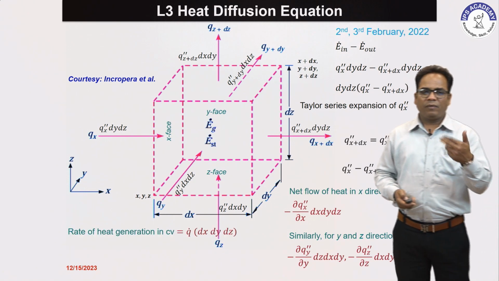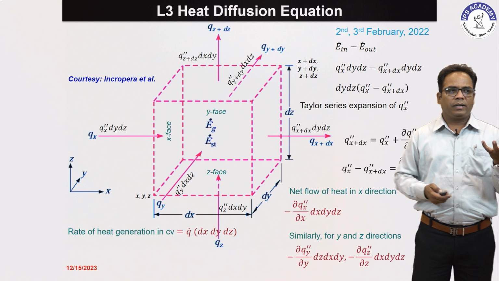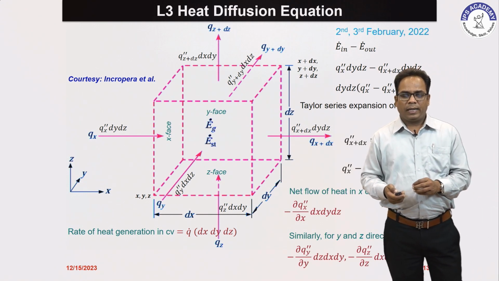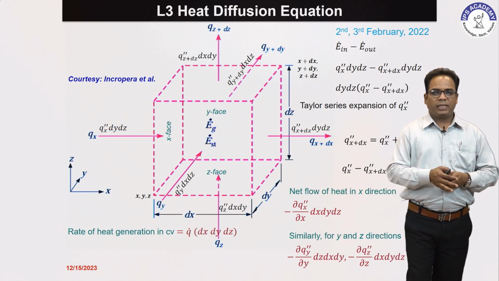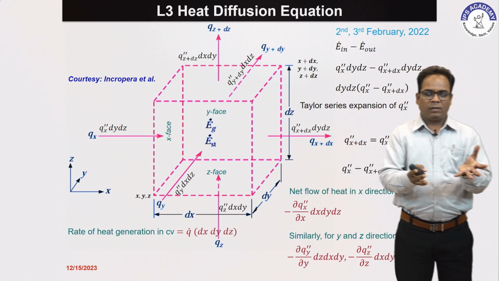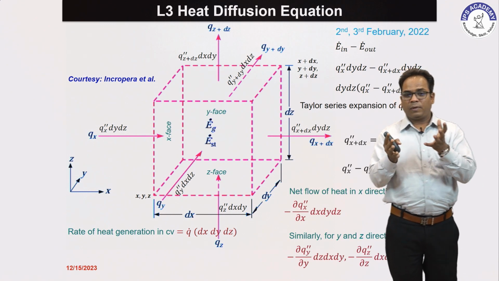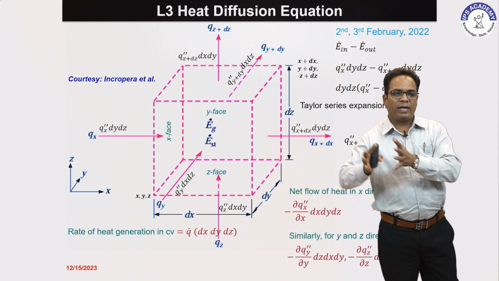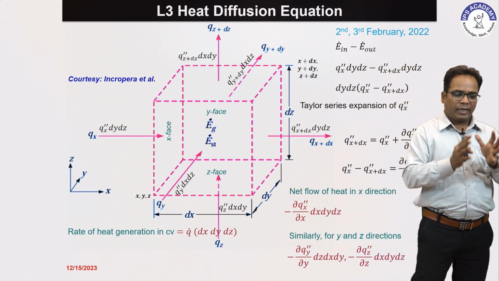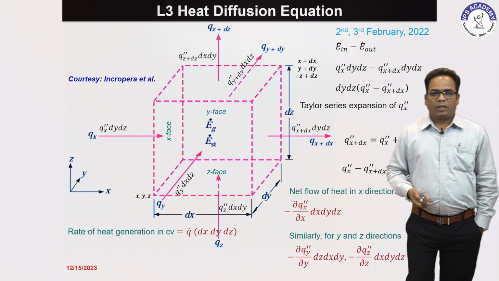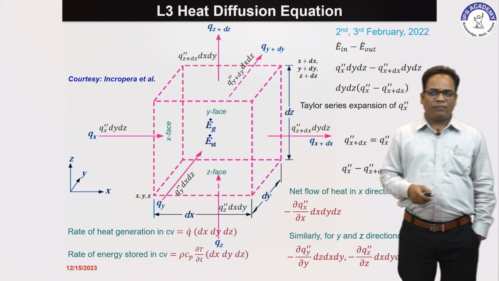So this is the amount of heat. Let's consider the amount of heat, that is q dot, which is generated in the control volume, and the dimension of the control volume, that is dx, dy and dz. So collectively it gives the volume, so per unit volume. So this q dot dx into dy into dz is the rate of heat which is generated within the control volume, right? So we have almost all the information.